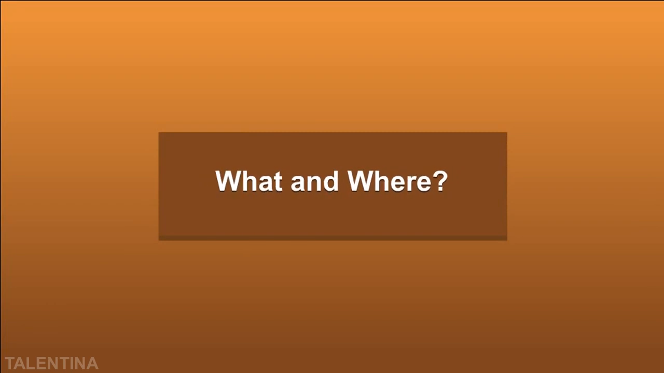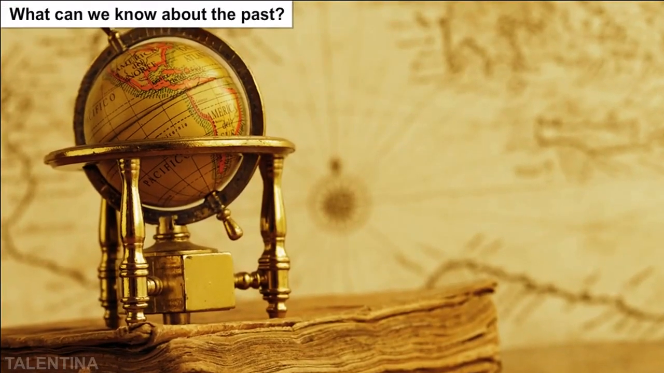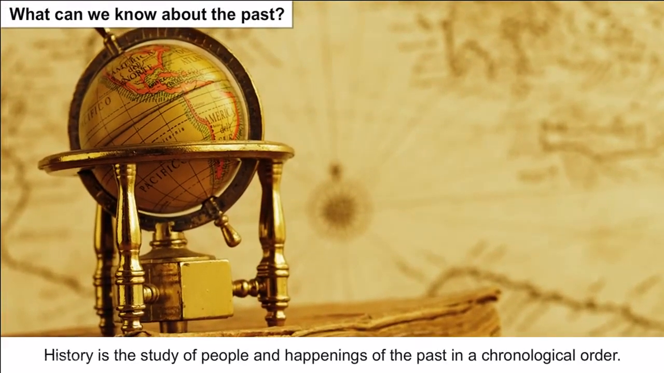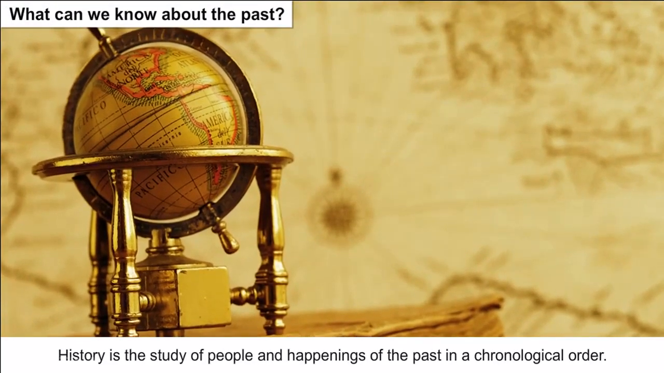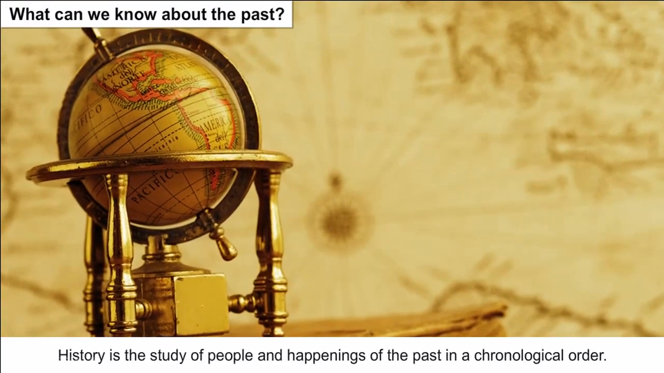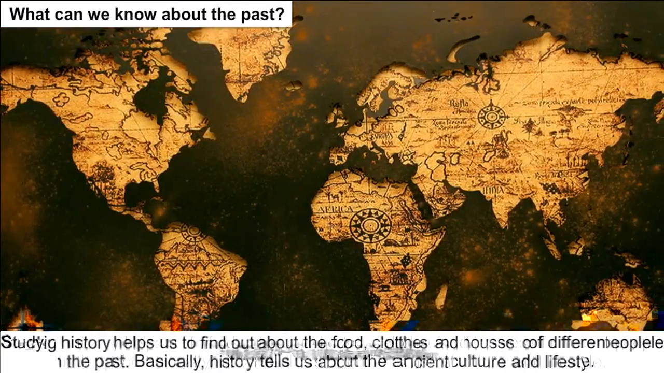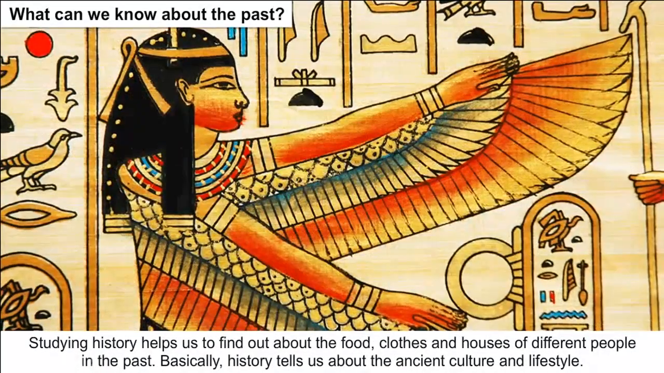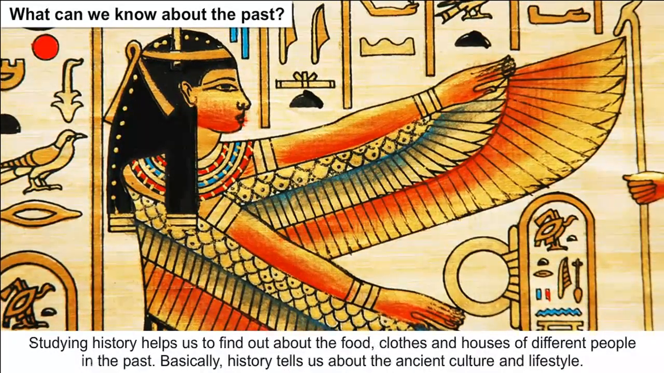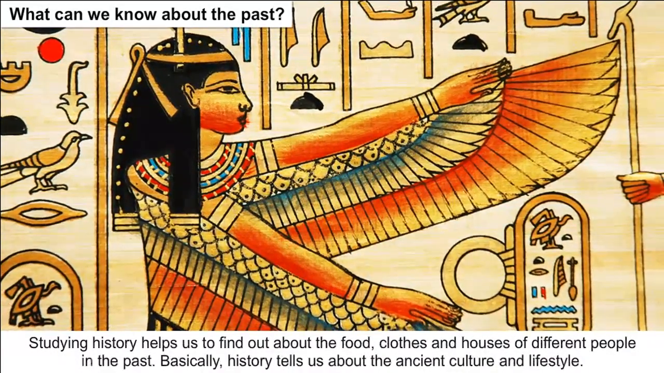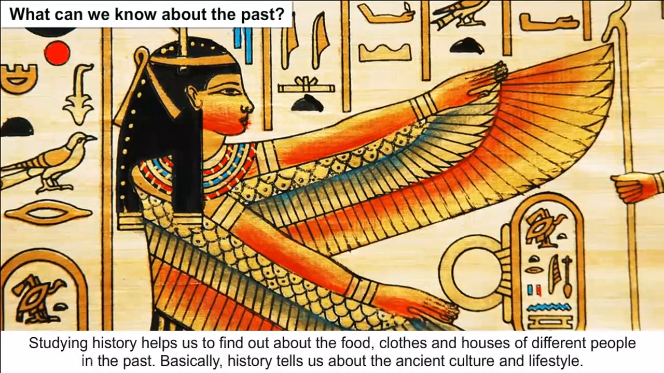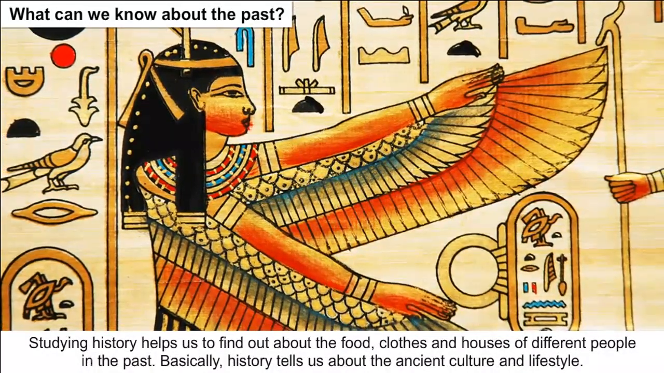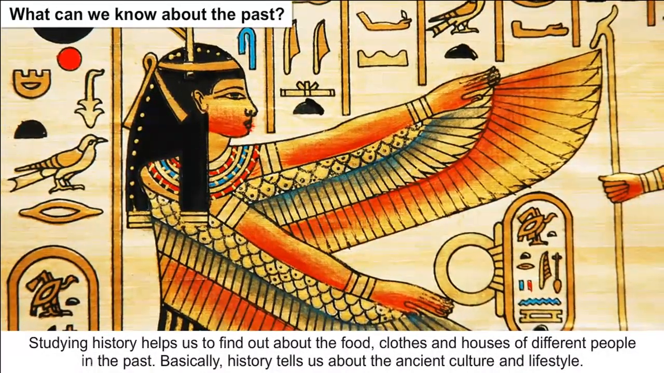What and where? What can we know about the past? History is the study of people and happenings of the past in a chronological order. Studying history helps us to find out about the food, clothes, and houses of different people in the past. Basically, history tells us about the ancient culture and lifestyle.